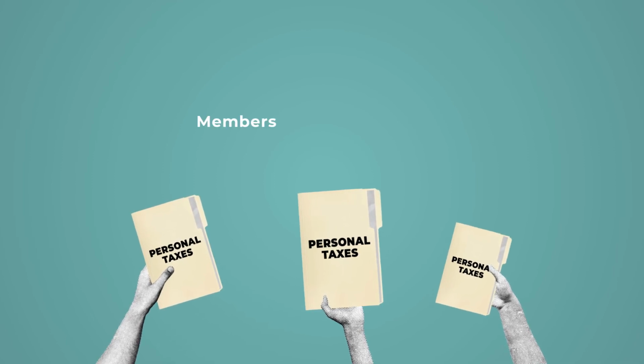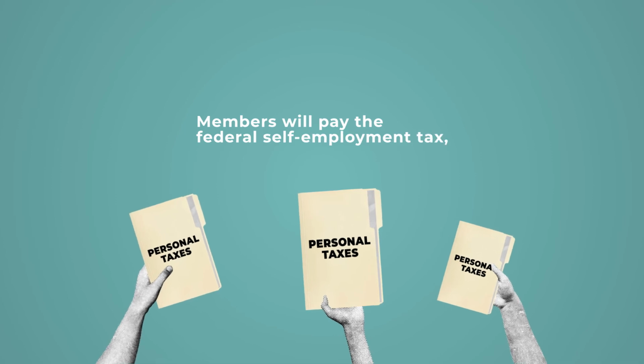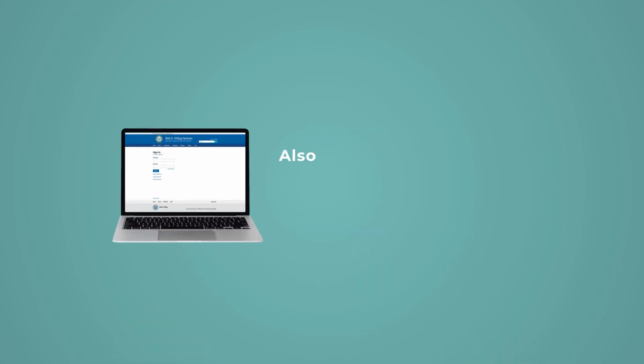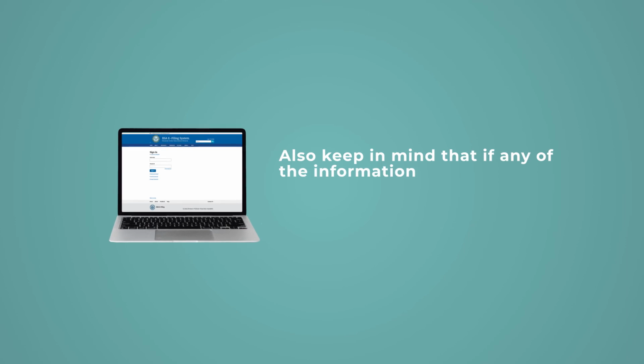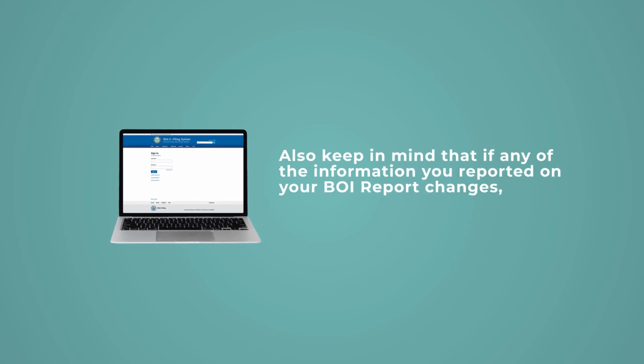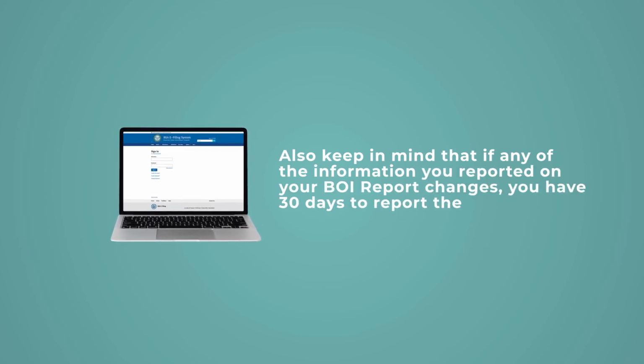In this case, members will pay the federal self-employment tax, which is 15.3%. Also, keep in mind that if any of the information you reported on your BOI report changes, you have 30 days to report the changes.